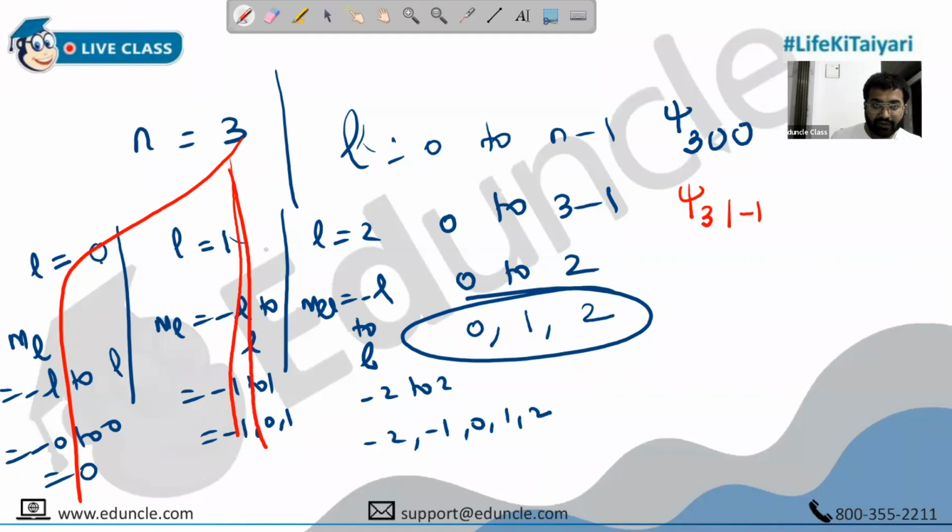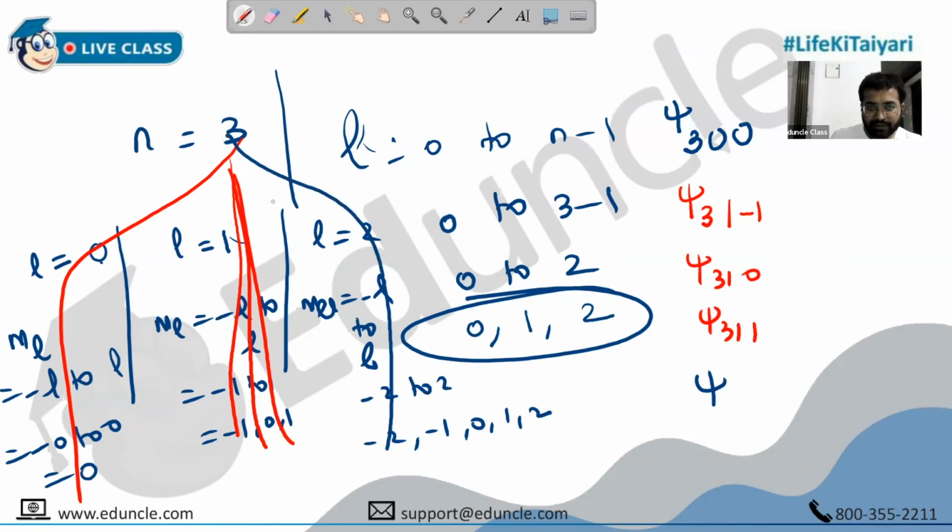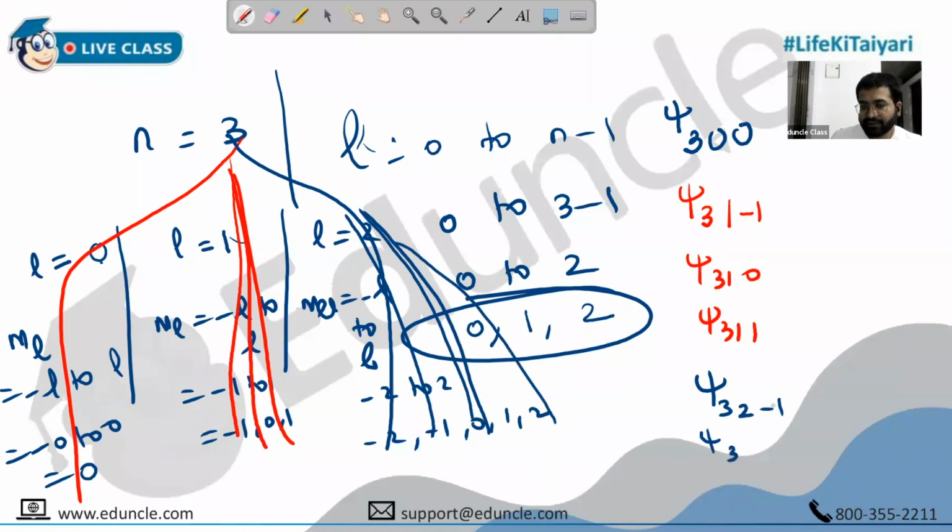Then 3, 1 and 0. And then 3, 1 and 1. This is degenerate. Okay. They all have the same value of n, people. Actually, all of them are degenerate right now. Then we have got another possibility where 3, 2 and minus 2, 3, 2 and minus 1, 3, 2 and 0, 3, 2 and 1, and 3, 2 and 2.